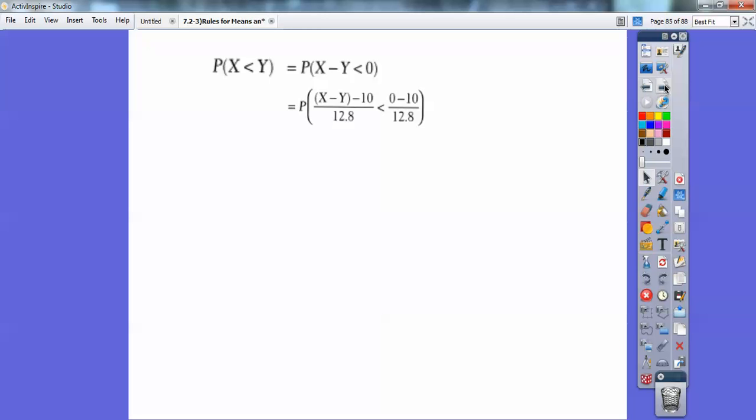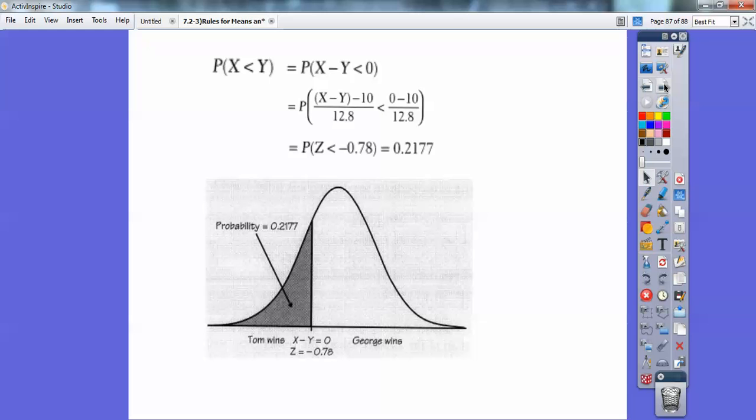Since their difference is 10, we want to know the probability that it's lower than 10, because Tom is always higher. We want to know when Tom's is going to be lower, so we took off 10 on both sides. When I crank this out in the calculator, I get negative 0.78. This is my z-score. When I look up negative 0.78, I get about 0.2177, which means almost 22% of the time Tom's score is going to be lower than George's.